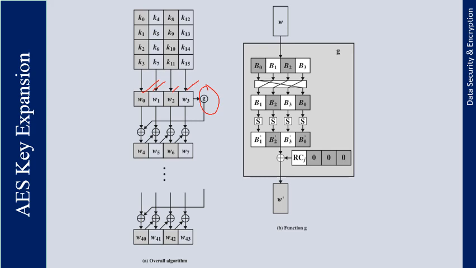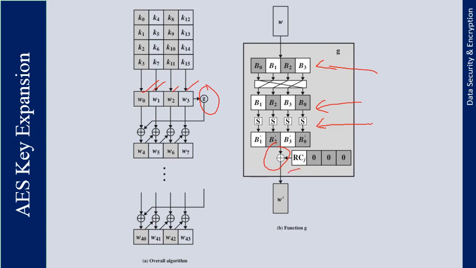The second subfunction is SubWord, and it performs a byte substitution on each byte of its input word using the S-box as depicted earlier. So as you can see, the word is left shifted in the first step, and then the resulting word is substituted with the S-box. The result of these two steps is XORed with a round constant known as RC.